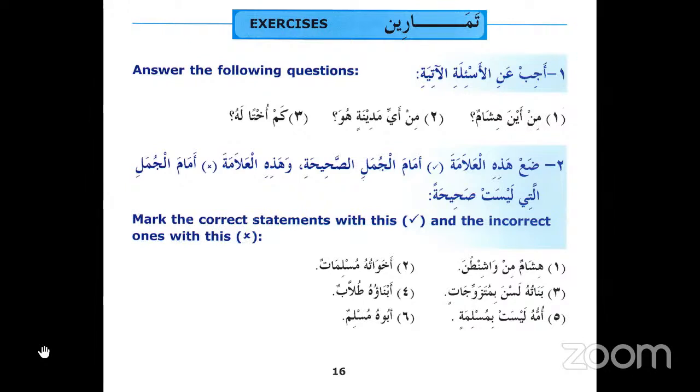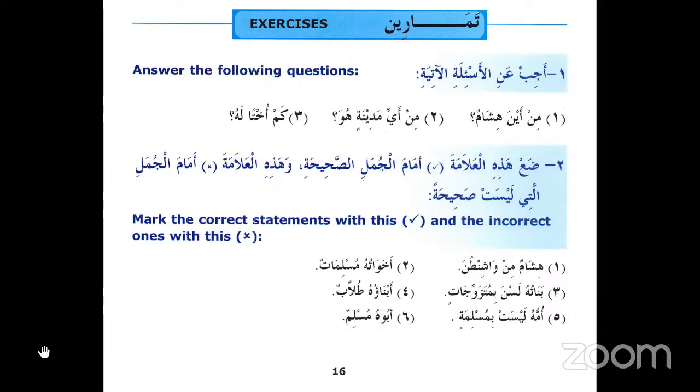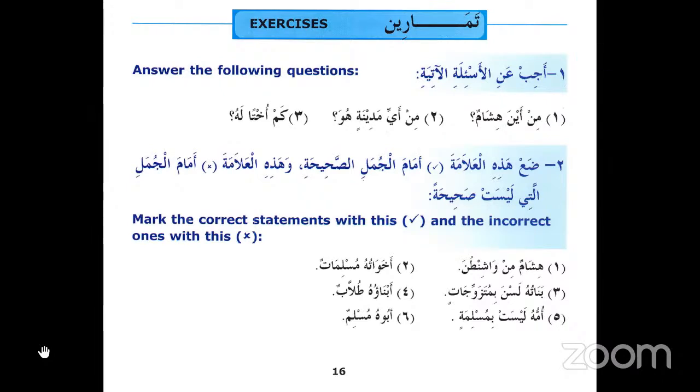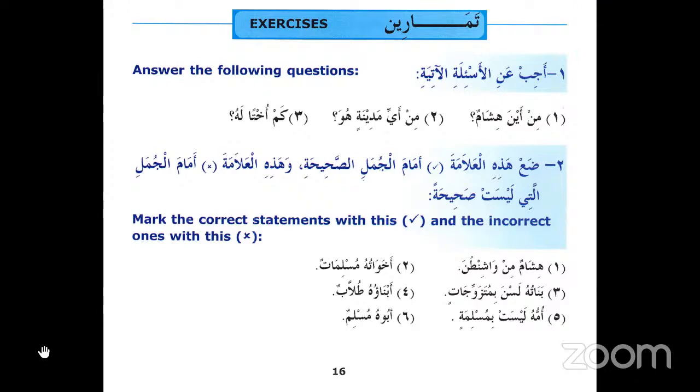أبناؤه طلاب. Are his sons students? Yes. No. Oh, they are engineers and... no. بعضهم تجار وبعضهم مهندسون.